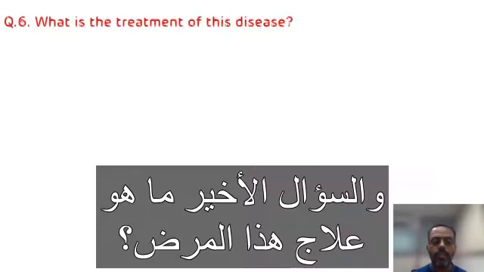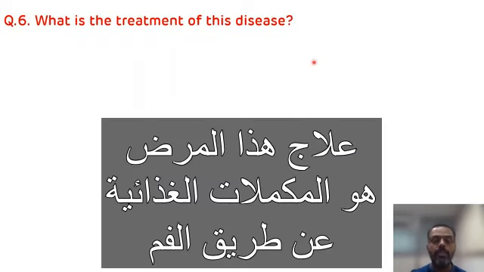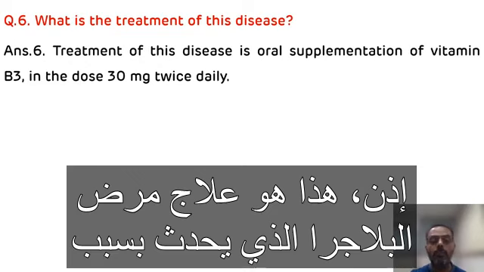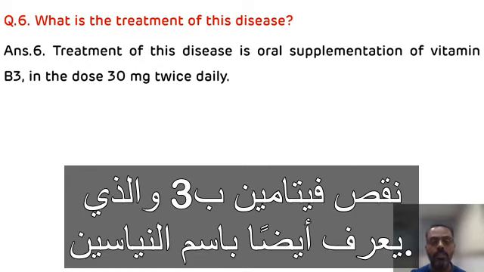The last question is, what is the treatment of this disease? The treatment is oral supplementation of vitamin B3 in a dose of 30 milligrams twice daily. So that is the treatment of pellagra, which occurs due to the deficiency of vitamin B3, also known as niacin.